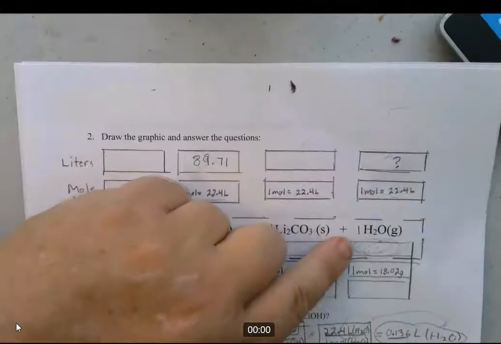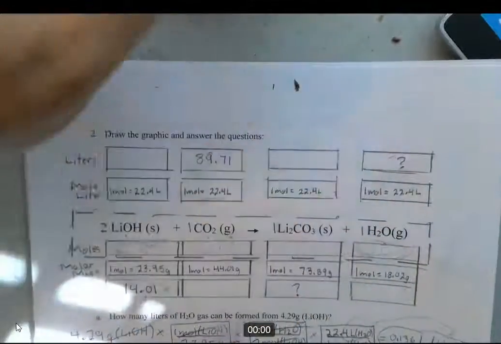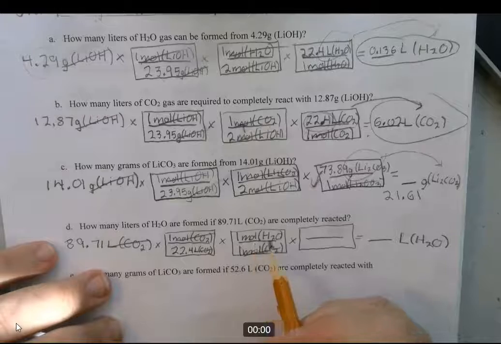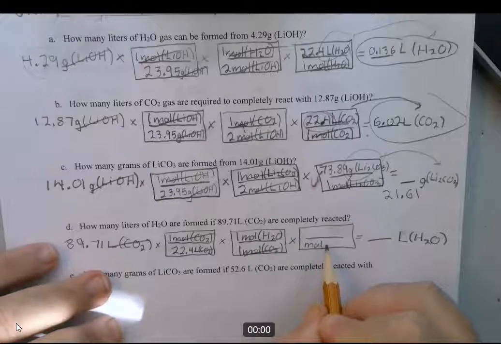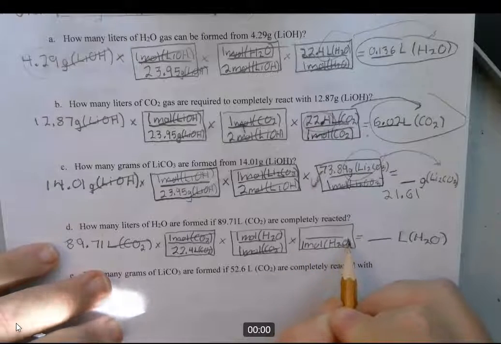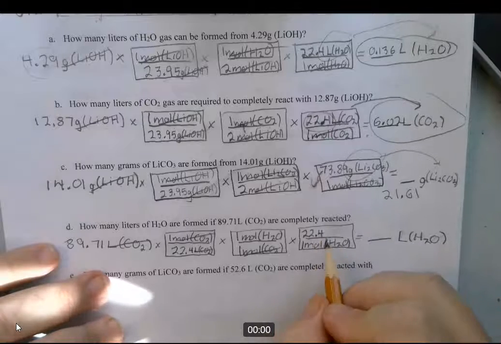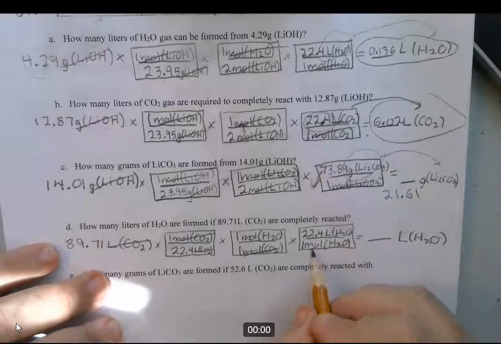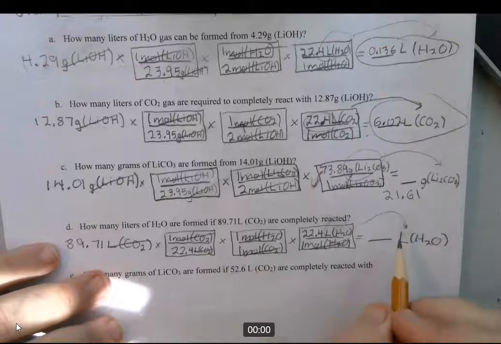So we're now inside the moles box for H2O, and now we have to use the standard moles to liters conversion to get out to our final answer of liters of water. So moles of H2O has to go on the bottom. And 22.4 liters of H2O. Moles of H2O cancels and cancels, so you end up with liters of H2O.